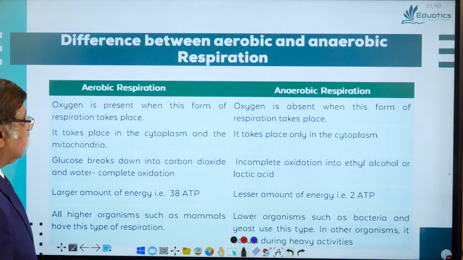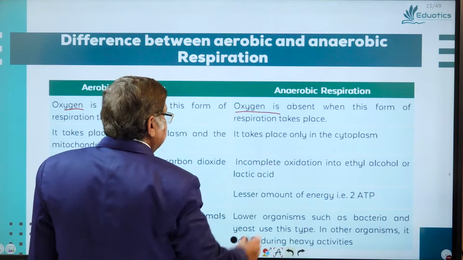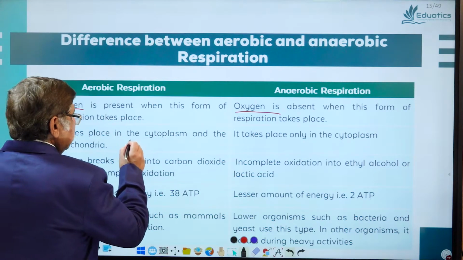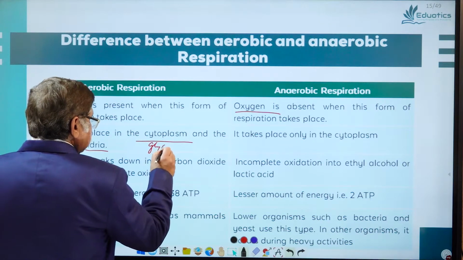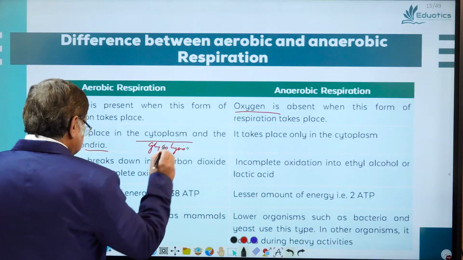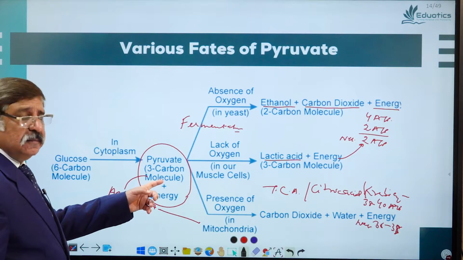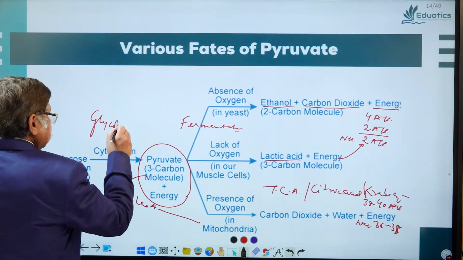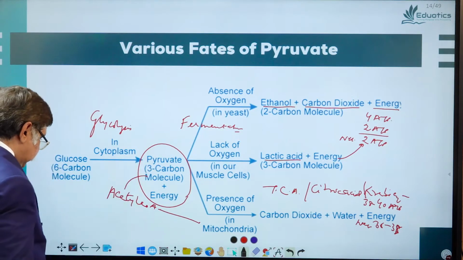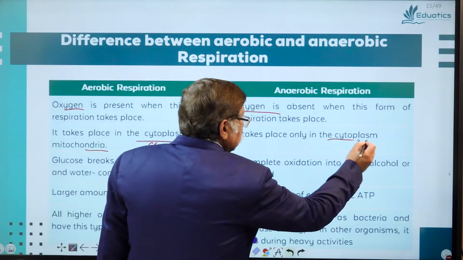Aerobic respiration: the difference between aerobic and anaerobic respiration. Oxygen required, oxygen not required. Aerobic respiration takes place in cytoplasm and mitochondria, because in cytoplasm glycolysis will occur. As I said, this is a common step. So glycolysis will yield pyruvate. Then anaerobic respiration takes place in cytoplasm only.